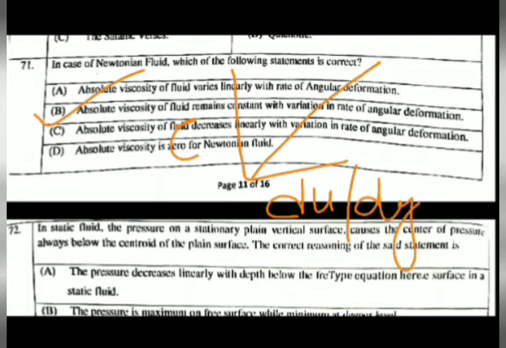In case of Newtonian fluid, which of the following statements are correct? And the right answer for this question is B. Absolute viscosity of fluid remains constant with the variation in the rate of angular deformation. Such type of graph is there, your shear stress, and this is your rate of angular deformation. So here these are Newtonian fluids.